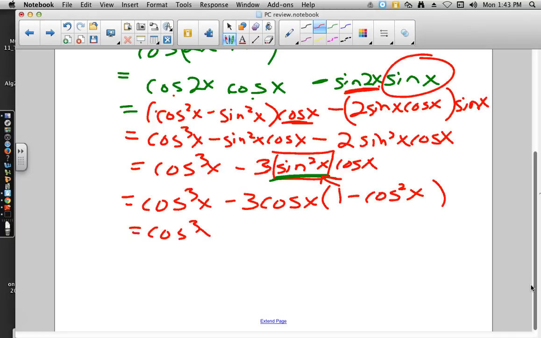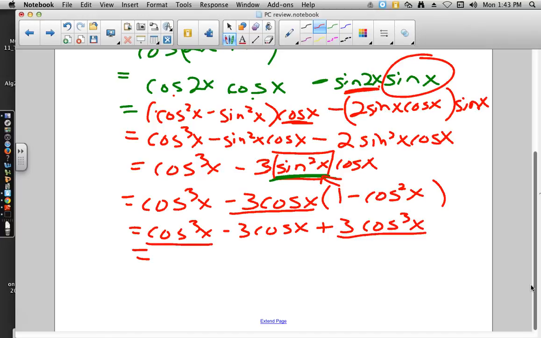So cosine cubed x minus 3 cosine x, and this is by distributing the negative 3 cosine of x, plus 3 cosine cubed x. And now I have 1 cosine cubed x plus 3 cosine cubed x, which is 4 cosine cubed x minus 3 cosine of x. And there it is. There it is.